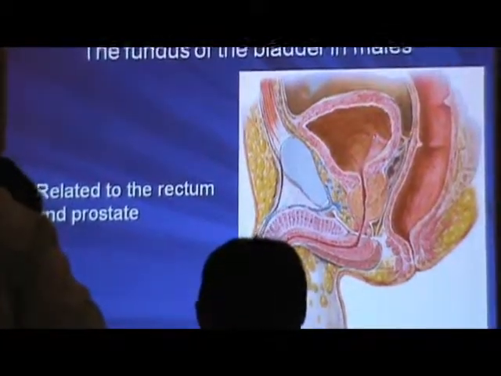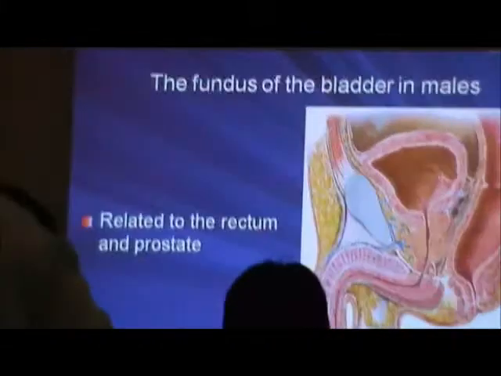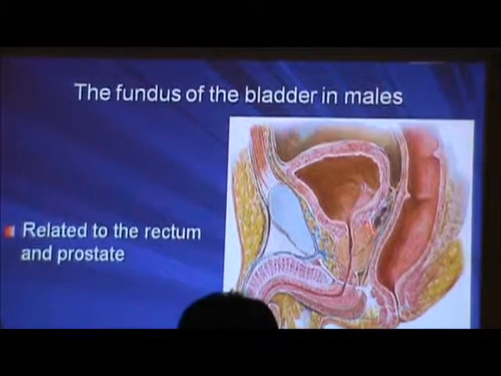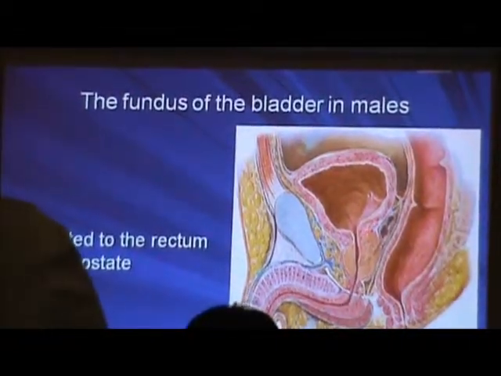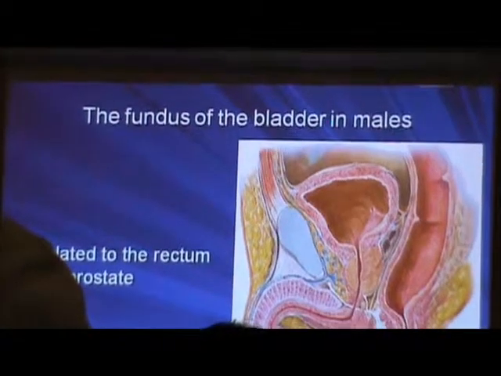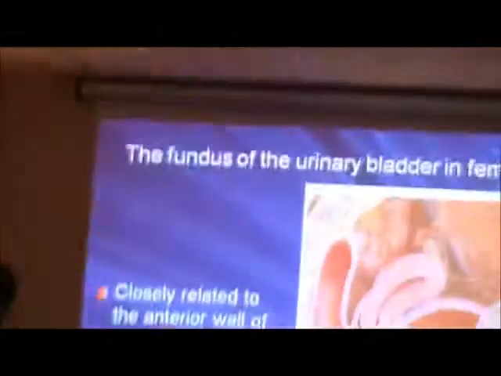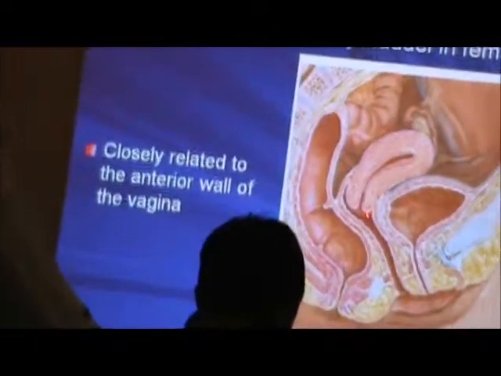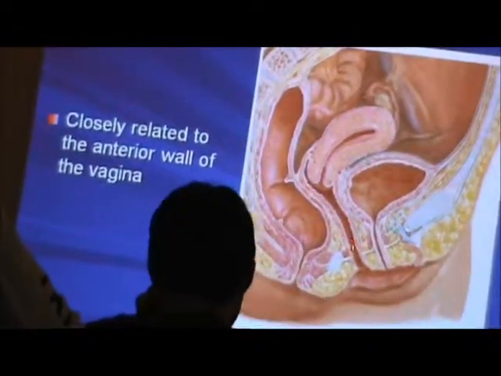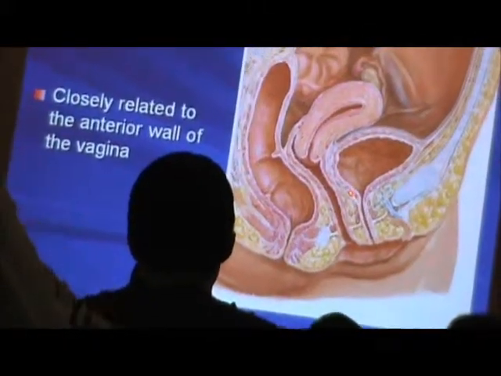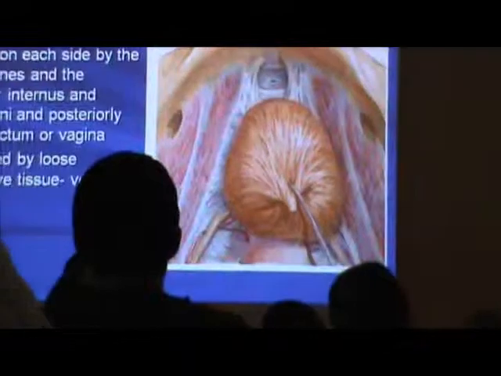The fundus of the bladder in males is related to the rectum and the prostate. So look, this is the fundus, and it is related to the rectum and prostate. In females, the fundus of the urinary bladder is closely related to the anterior wall of the vagina. Here is the vagina, and the fundus of the urinary bladder is related to the anterior wall of the vagina.